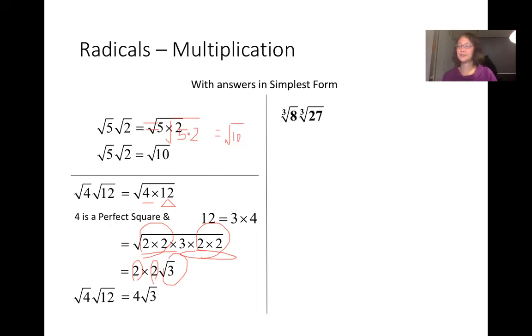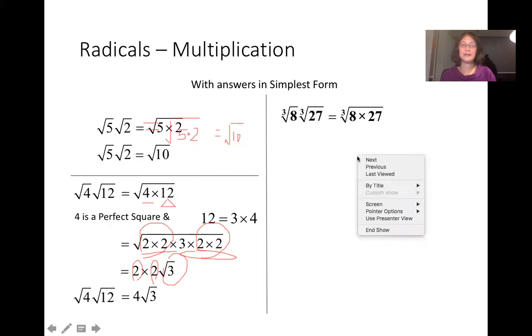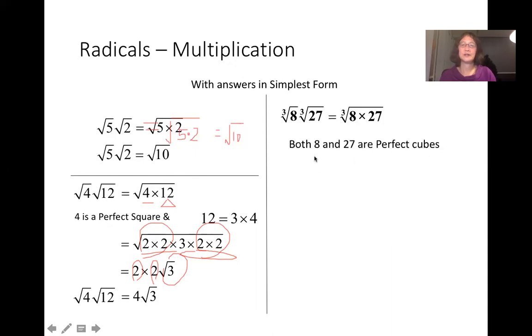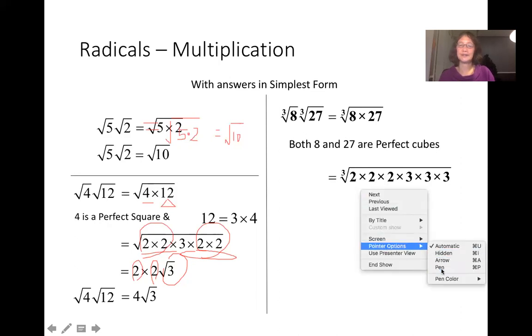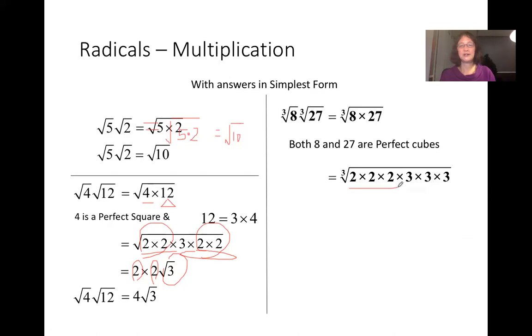Next example. Okay. And there are many ways to do this problem. One way you can just do this one. Because 8 and 27 are perfect cubes. So you can further write 8 equal to 2 times 2 times 2, that is 8. 27 is 3 times 3 times 3. Okay. So it becomes 2 times 3.